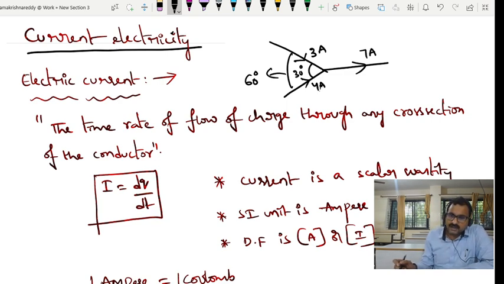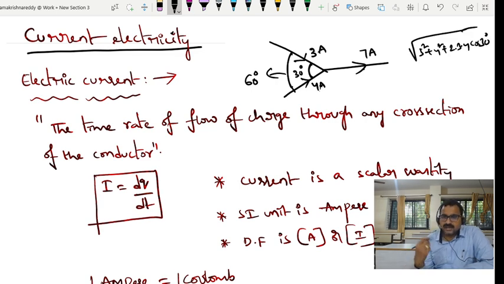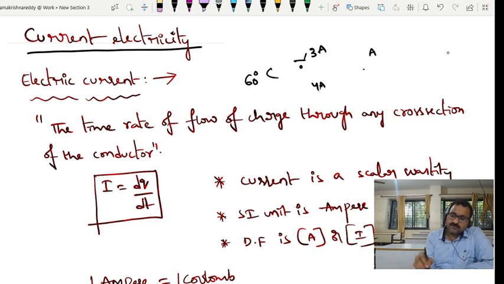Nothing but what you are observing from that: current has both magnitude and direction but doesn't satisfy the vector laws of addition. That's why we take current as a scalar quantity. Here it is a 30 degrees angle, but it is 3, 4, 7. In vector cases, what do we do? Square root of 3 square plus 4 square plus 2 into 3 into 4 cos 30 or cos 60, then we get different answers. But even if you change the angle, what do you commonly get? 7 only. It is not a vector, so current is a scalar quantity only.